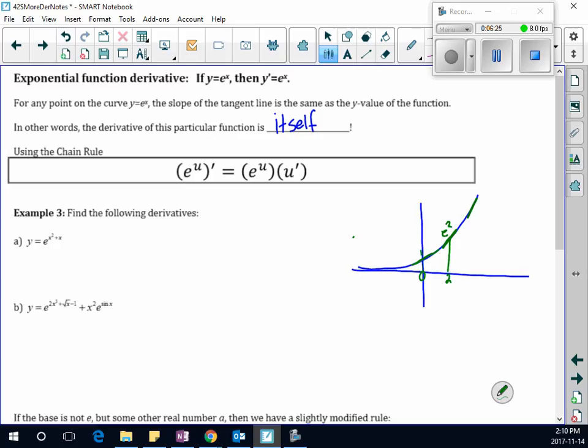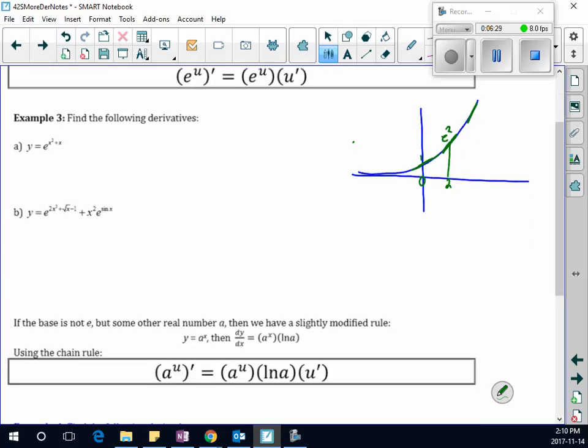Okay, so let's find the following derivatives using the chain rule. So y is e to the power x squared plus x, so y prime would be itself, which is e to the power x squared plus x, but then you have to times it by the chain, which is 2x plus 1. There you go.